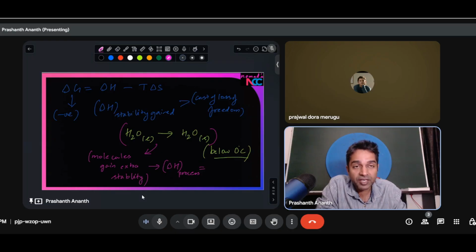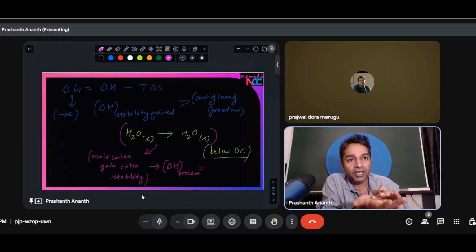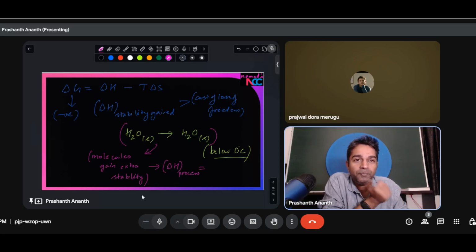Is it positive? Is it negative? Liquid is becoming solid. Think of solid becoming liquid. If I have ice in my hand, if it melts, does my hand feel cold or does my hand feel warm?